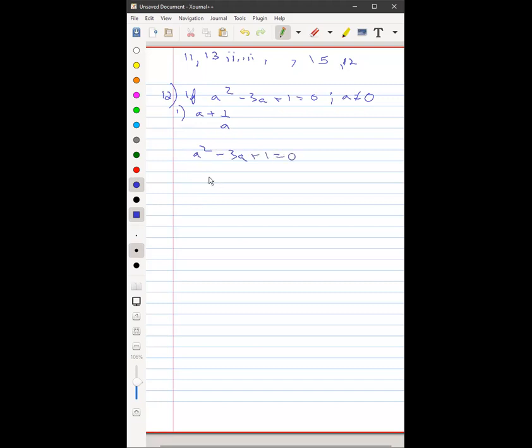No, we do a squared plus 1 is equal to 3a. Right? Because we need a plus 1 upon a, so we need to convert this into the format of a plus 1 upon a. So now dividing each side by a, what will I get? a plus 1 upon a is equal to 3.